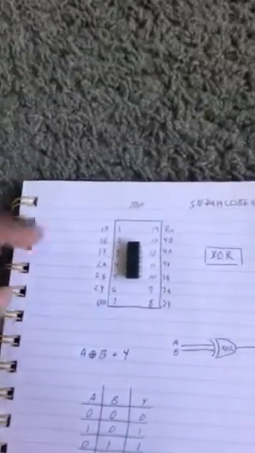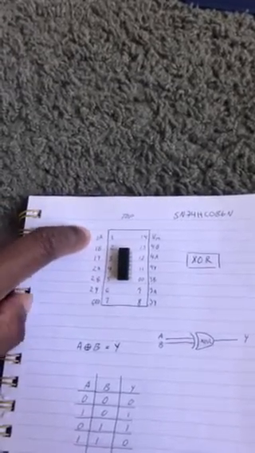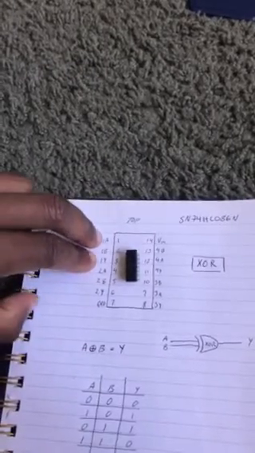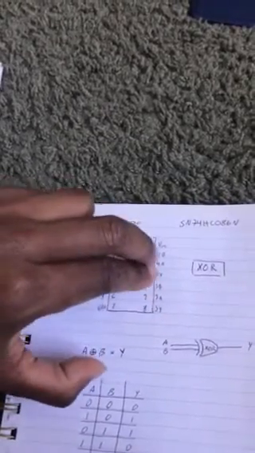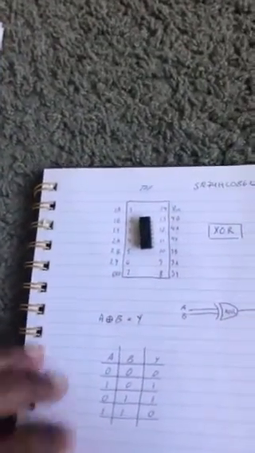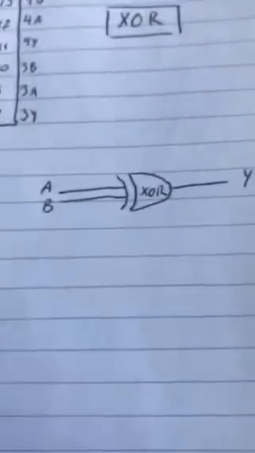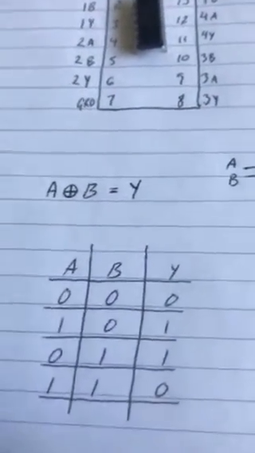So as you can see, there are 4 XOR gates on this chip. This is the first one, these first 3 pins. This is the second one, this is the third one, and the fourth one. And what happens for an XOR logic gate is basically, here's the symbol for it. You have 2 inputs, A and B, and you get Y as your output.